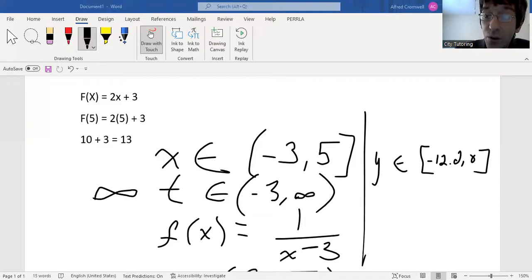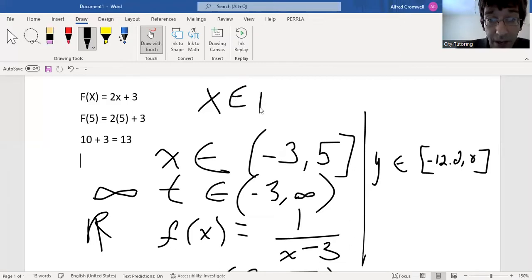You can also often use the symbol, if you haven't already seen it. It's called the R for real numbers. It looks like an open R, like this, sort of. That means all real numbers. Or you could just say x is in all real numbers, to indicate that.